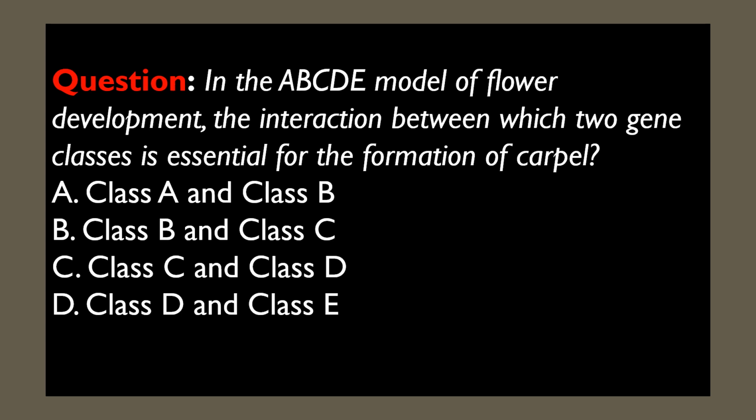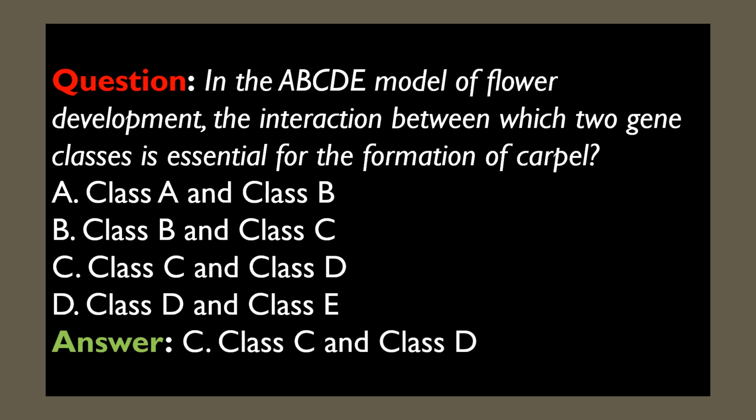Last question of today's lecture on your screen. In the ABCDE model of flower development, the interaction between which two gene classes is essential for the formation of carpel? Option A is class A and class B genes. Option B is class B and class C genes. Option C is class C and class D genes. And option D is class D and class E genes. So in the ABCD model, the interaction between class C and class D genes is crucial for the formation of carpels. Class C genes are involved in the formation of stamens and carpels, while class D genes help in regulating the development of ovary and fruit. So the answer is option C, that is class C and class D genes.